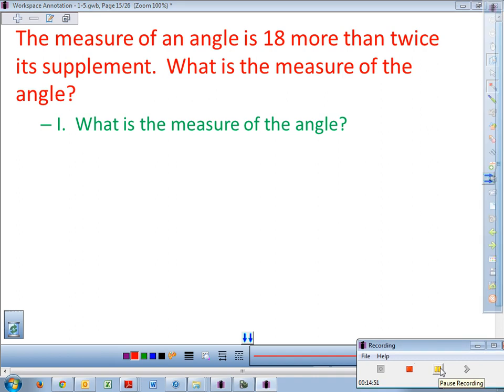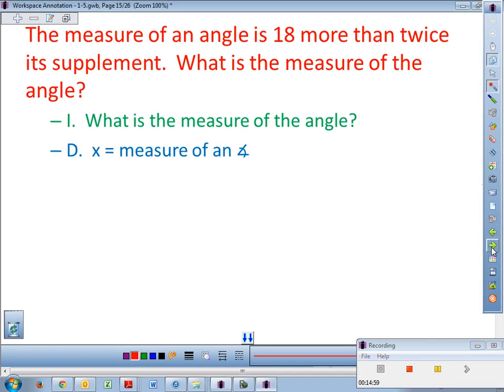D stands for define what you know. There will be 2 things. What is the first thing that we will define? Since we don't know the measure of the angle, we will define x to be the measure of the angle. We will define x. That's the first thing.